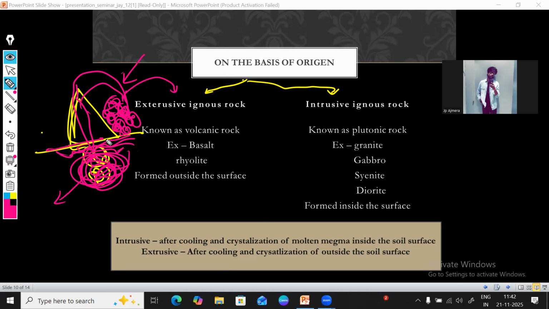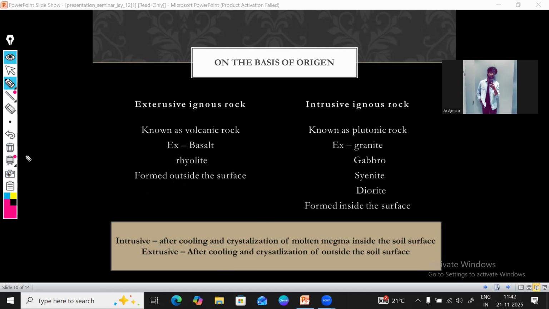It does not break the Earth's surface, and all the things happen inside the soil surface. So that igneous rock, after the formation, is known as an intrusive igneous rock. Let me just repeat again.